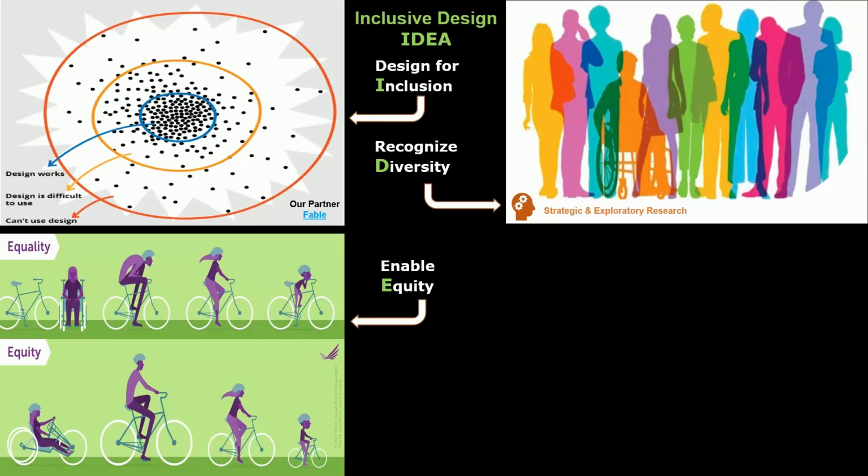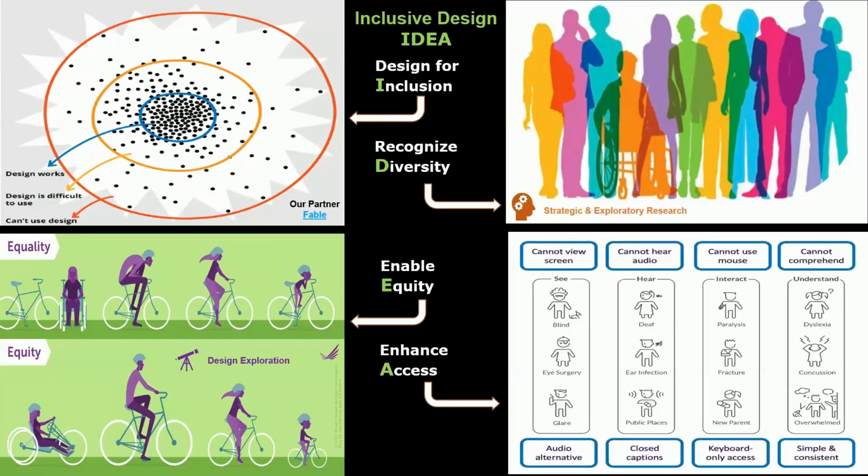So if you focus on equity, which is about equal outcomes, then each one gets a bike that's tailored to them and their needs. So in the bottom picture, we can see that everybody is on the road to success, and this is enabling equity. We do this through our design exploration, when we try to figure out which of the different solutions we design is going to be the best. And then finally, we enhance access.